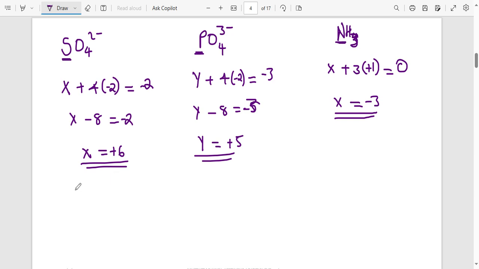Basically, this is how you get to find oxidation numbers of compounds. Is this okay? Are we good here? Okay.